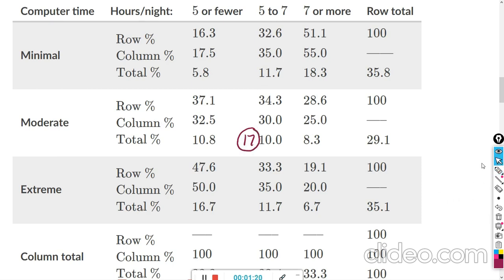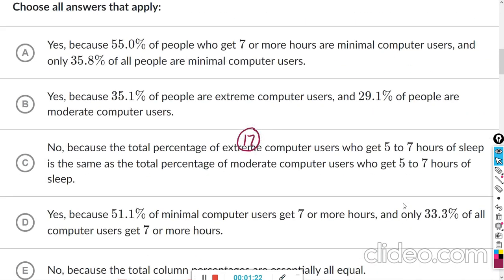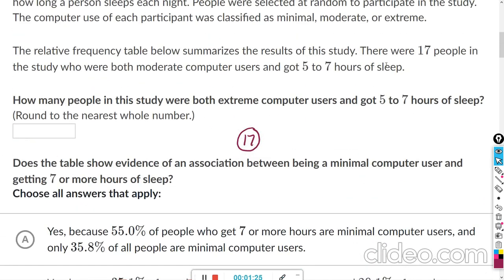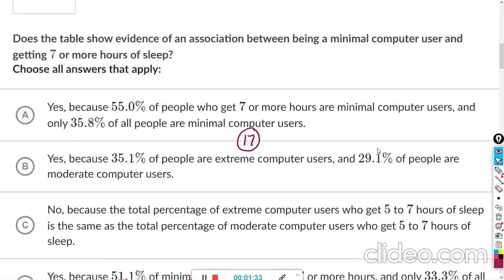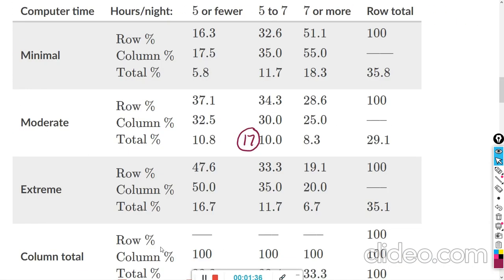All right. So that was for 17 people, moderate and 5 to 7 hours sleep. How many people were both extreme computer users and got 5 to 7 hours sleep? Let's see. So we could just do a ratio for this one, okay?